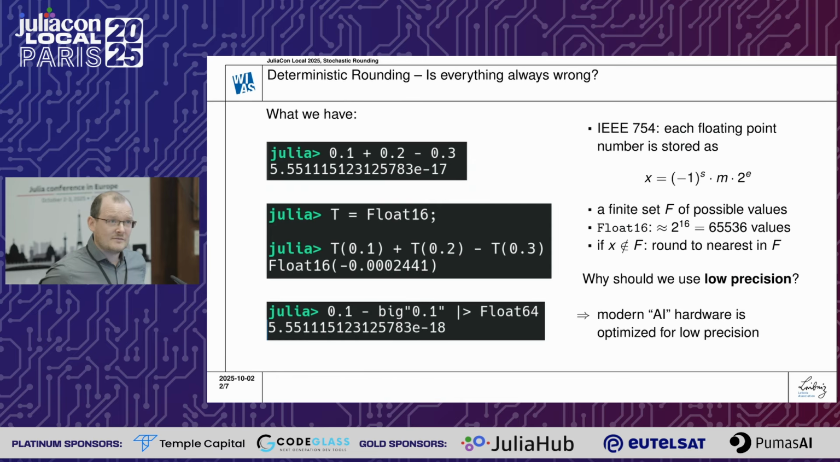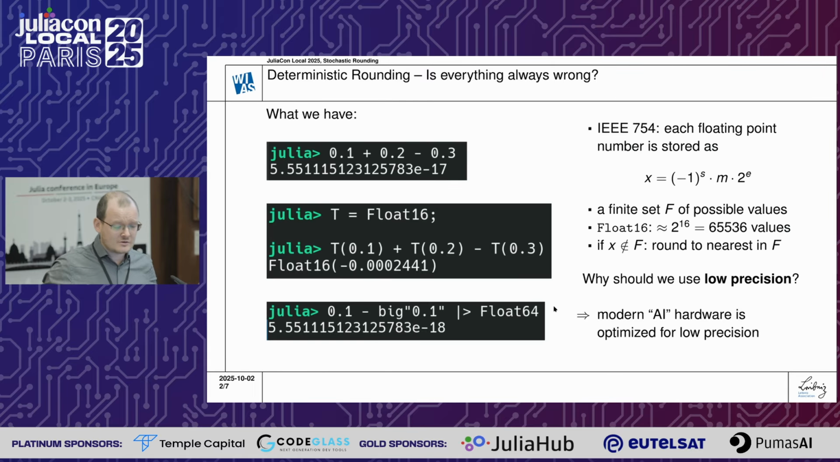If my number does not fit into that set, it is defined by this IEEE standard that it's rounded to the nearest value I can represent. So in this case, 0.1 is rounded up a little bit. You can see it by comparing it to a BigFloat type. You see that the difference is positive, so it's a bit larger than when I represent it in BigFloats.